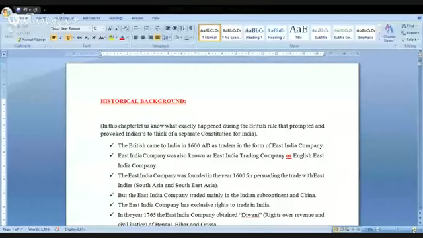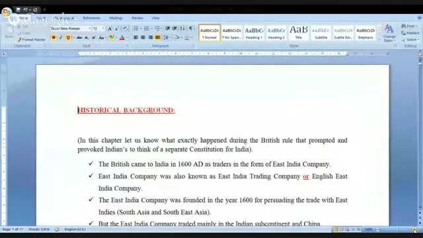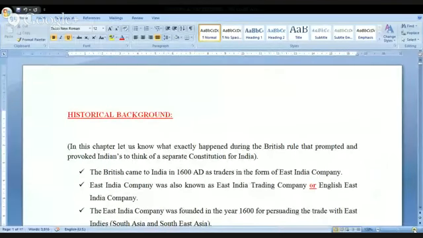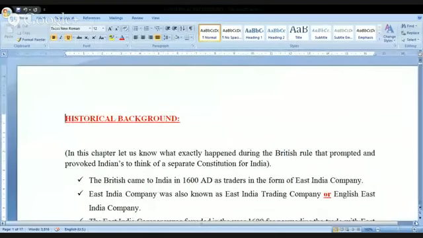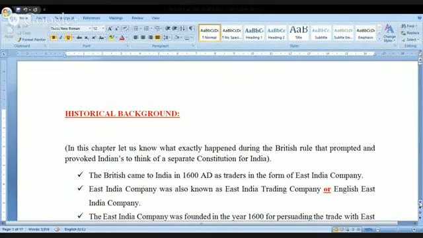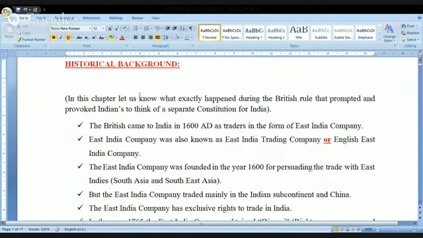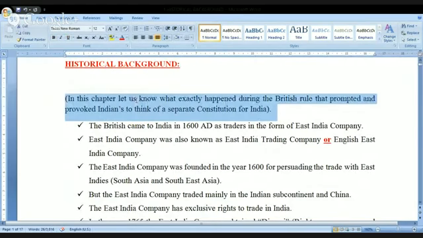I'll start the discussion. Look at this. Just a moment, I'll increase this. Hopefully, you can see it better. Yes, now. Look at this now. This is the historical background we have started. I have given this in a very elaborate manner. Kindly have a look at this. In this chapter, let us know what exactly happened during the British rule that prompted and provoked Indians to think of a separate constitution. This is what I was telling you.